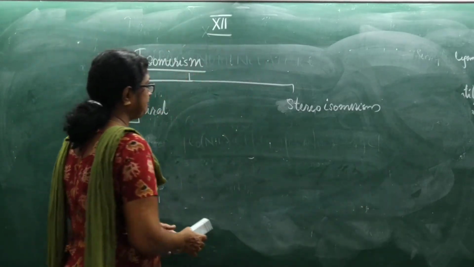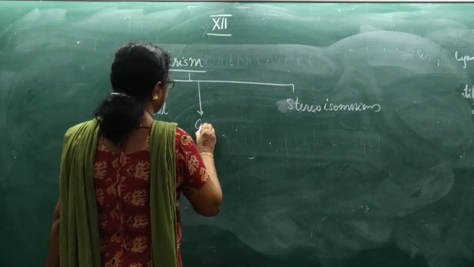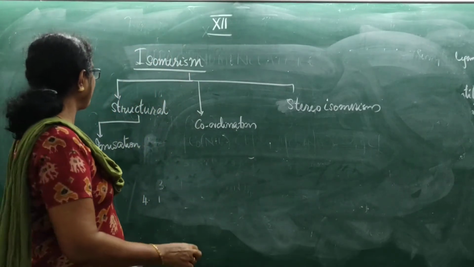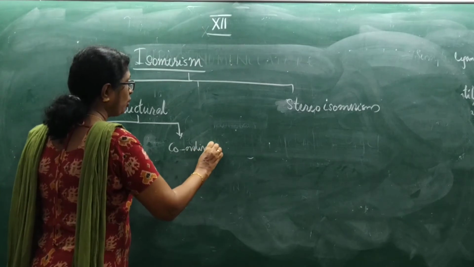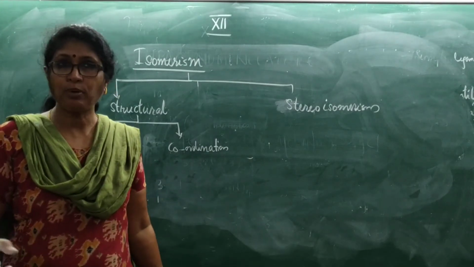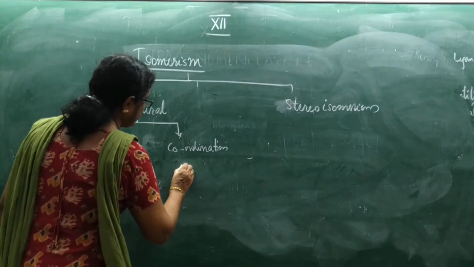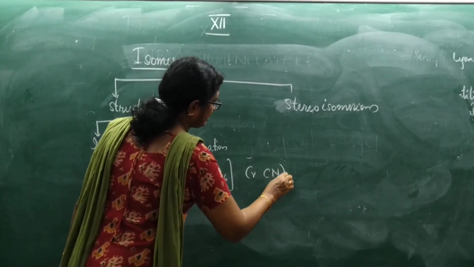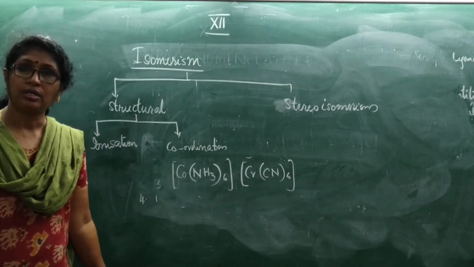Now next, it is coordination isomerism. Now what is coordination isomerism? In this type of isomerism, both the anion and cation are complex ions. If both cation and anion are complex ions, then they show coordination isomerism. For example, [Co(NH3)6][Cr(CN)6]. This is a compound in which both the cation and anion are complex ions.